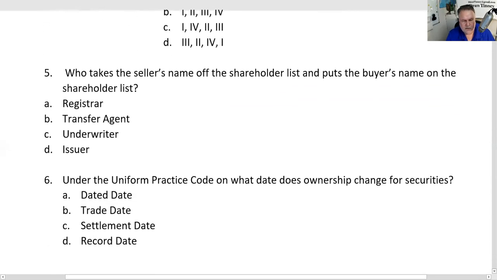Who takes the seller's name off the shareholder list to put the buyer's name on? That would be the registrar.